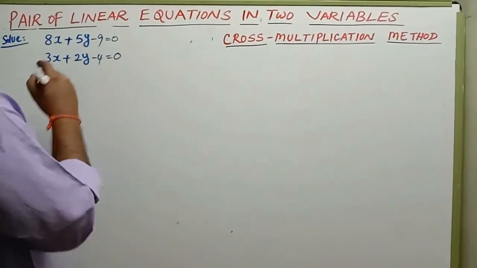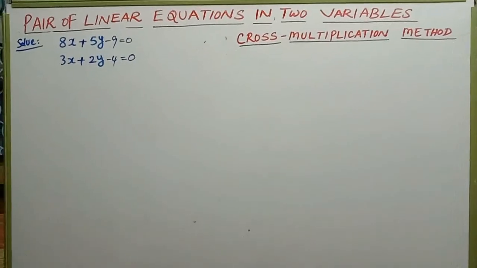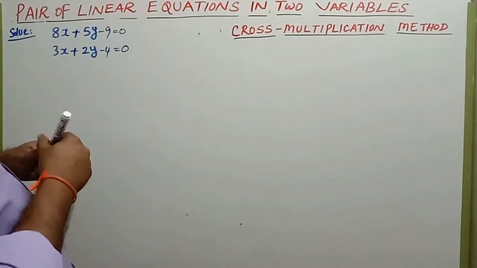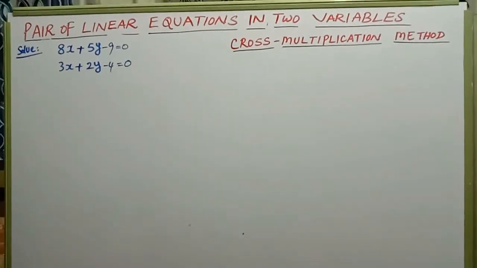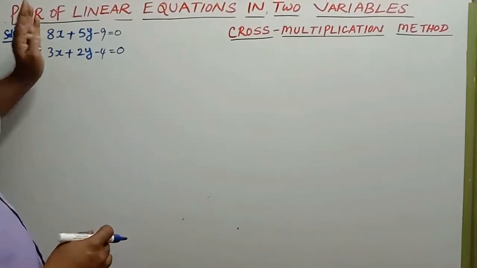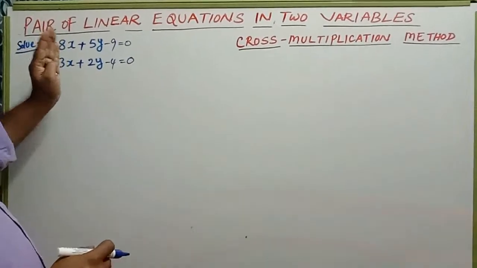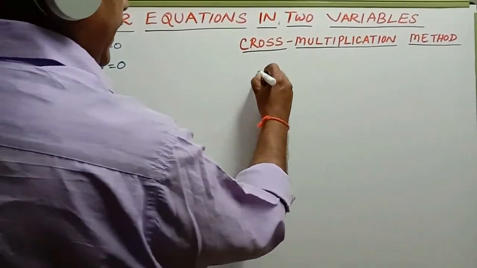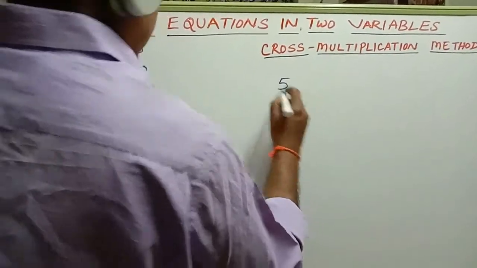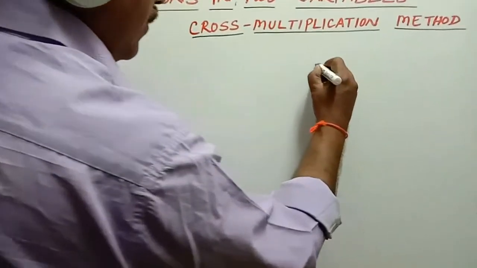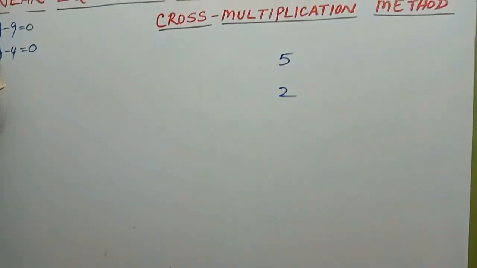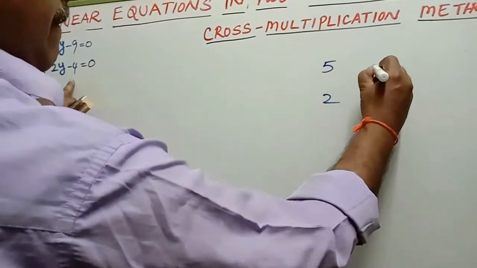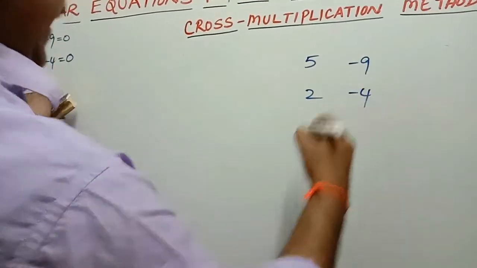I converted the given equations into their general form. Now we know very well what that is. First, forget about the x, the coefficients of y should be written in one column: 5, 2. Next, minus 9, minus 4.